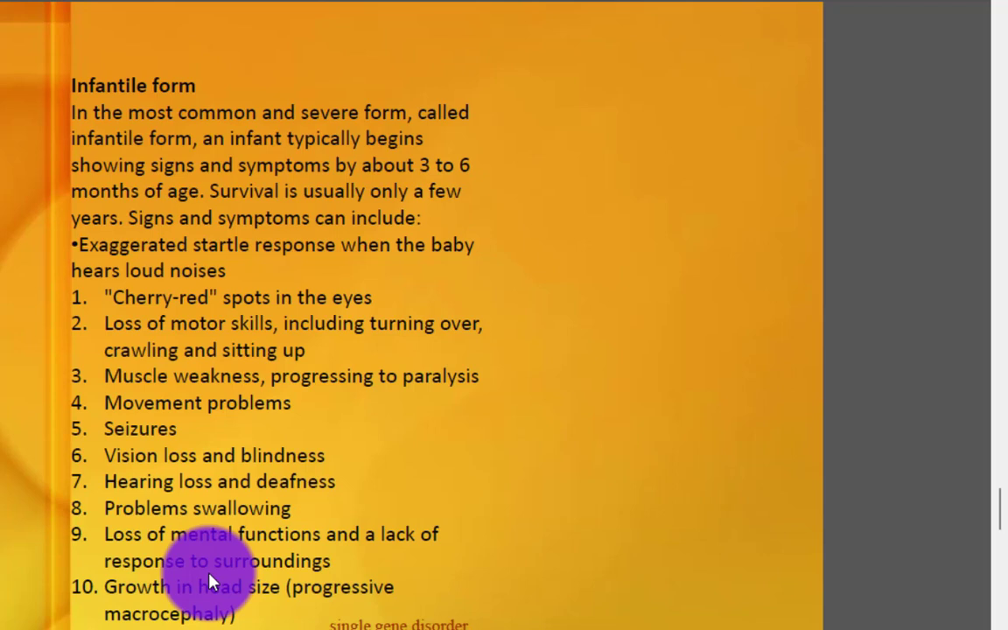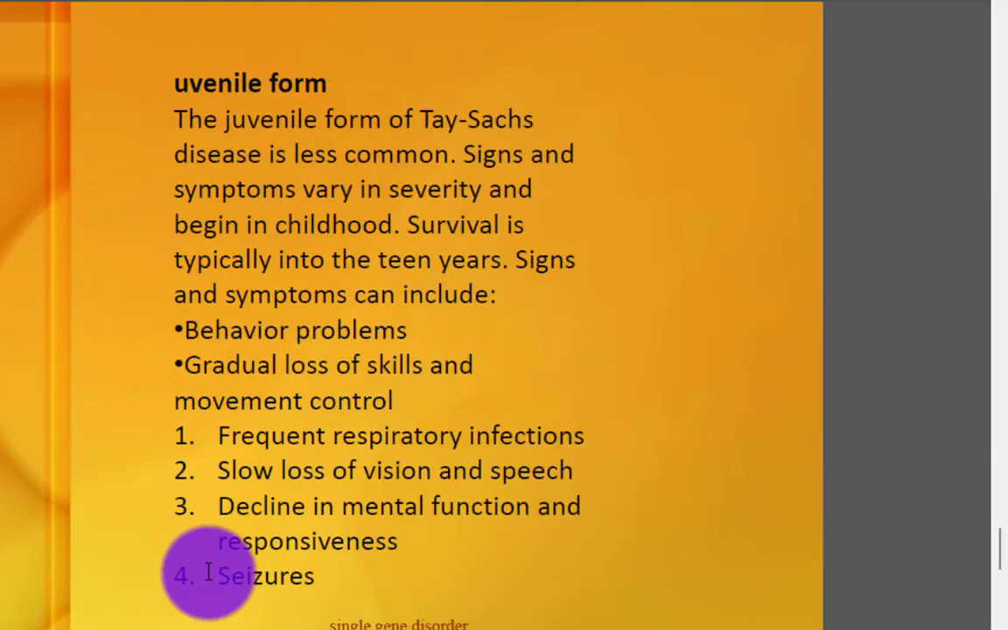Infantile form. In the most common and severe form, called the infantile form, an infant typically begins showing signs and symptoms by about 3 to 6 months of age. Survival is usually only a few years. Signs and symptoms can include exaggerated startle response when the baby hears loud noise, cherry red spot in the eye, loss of motor skills, muscle weakness, movement problems, seizures, vision loss and blindness, hearing loss and deafness, problems swallowing, loss of mental function, lack of response to surroundings, and growth in head size.